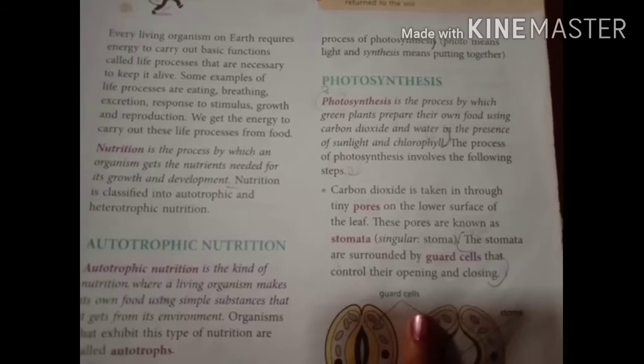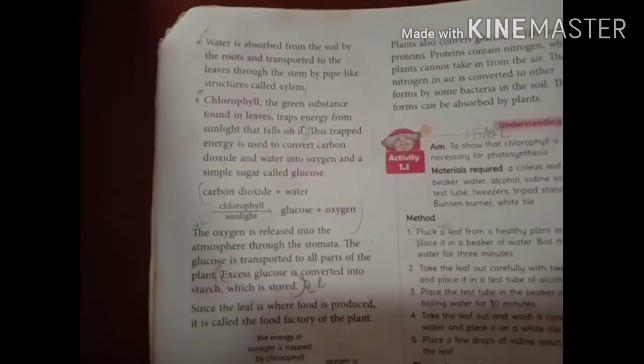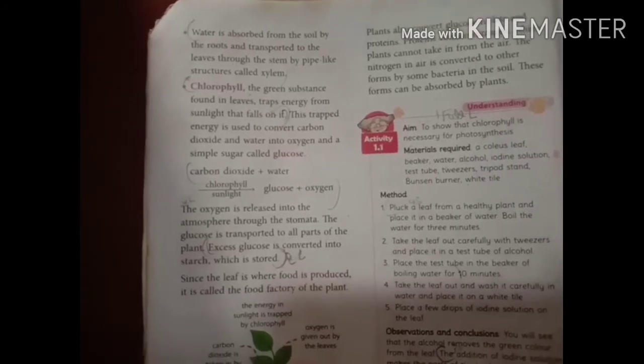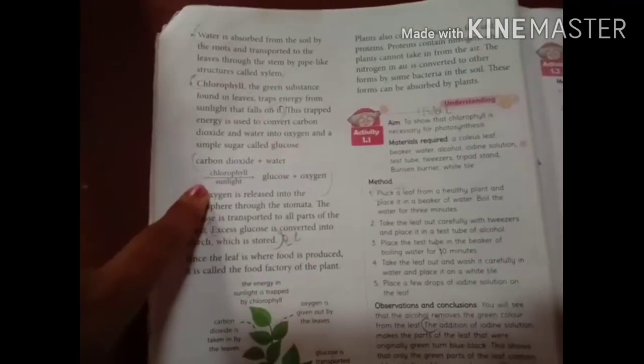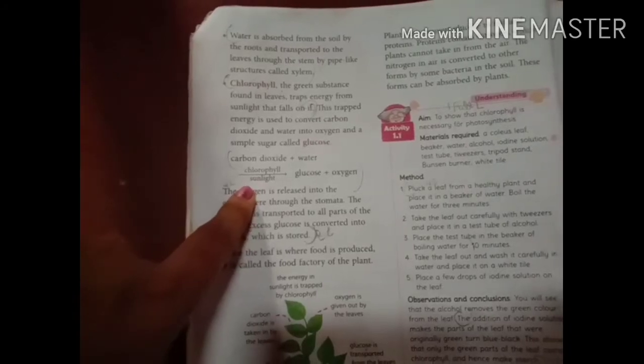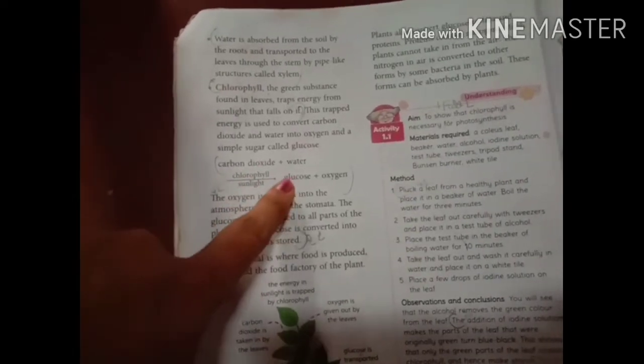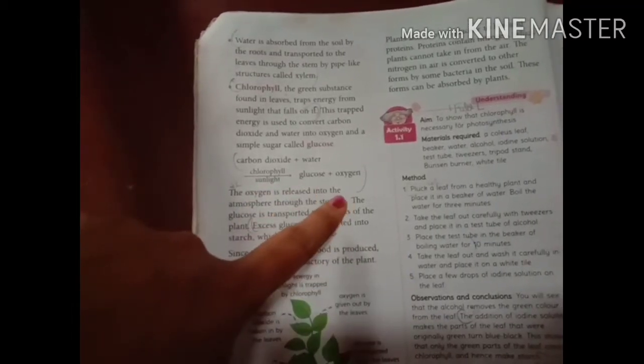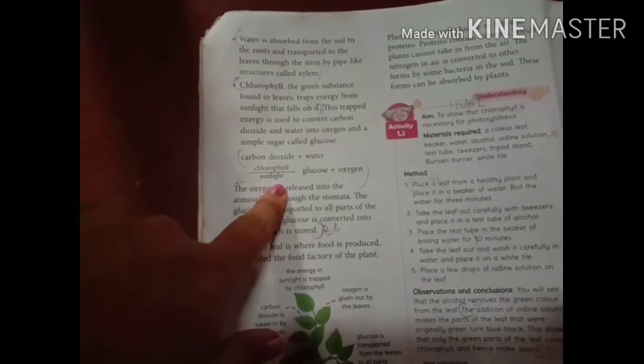Which are the steps involved in the photosynthesis process? You should write in brief. Don't write the whole paragraph. Try to condense your answer. They will ask for 3 marks or 4 marks and all. In the photosynthesis process, one chemical reaction takes place. What is that? Carbon dioxide plus water gives, in the presence of chlorophyll and sunlight, glucose and oxygen. So learn this chemical equation also.